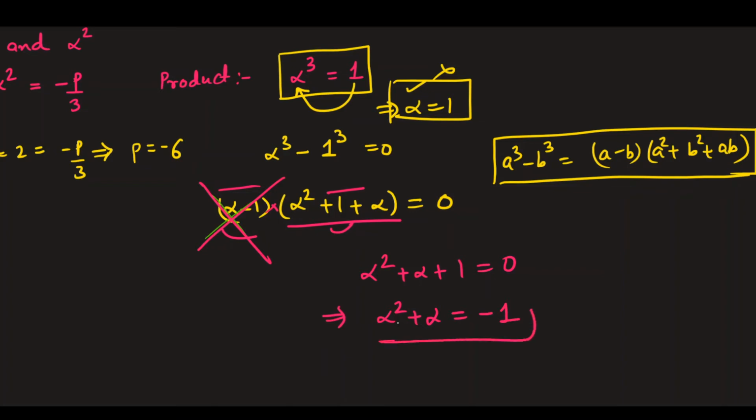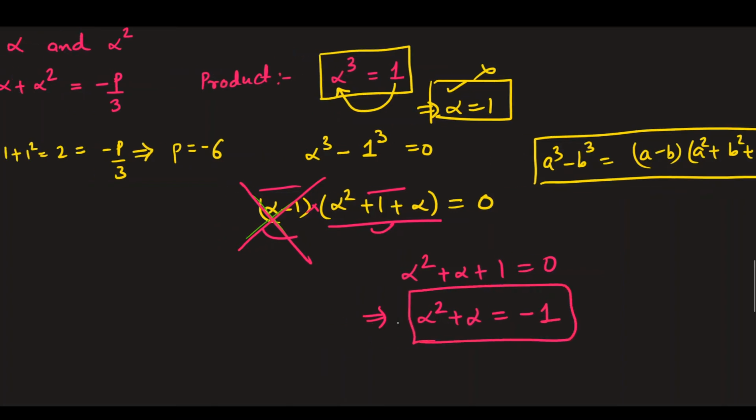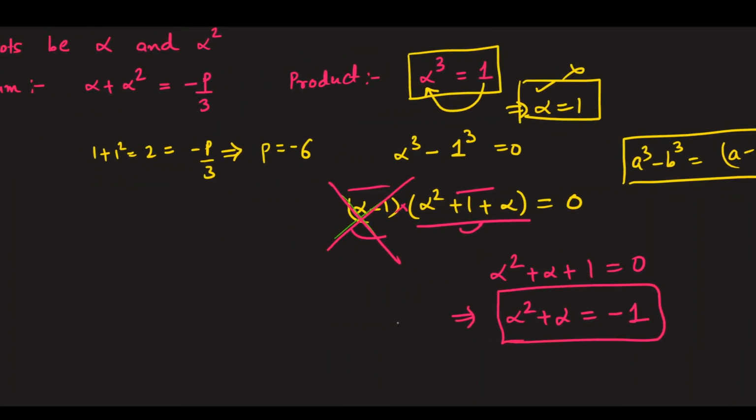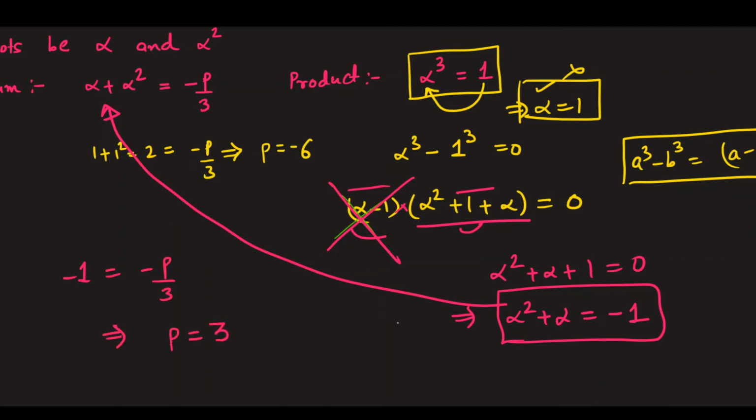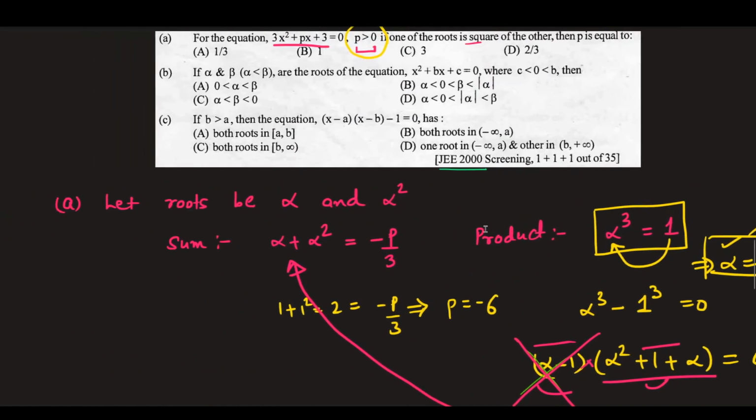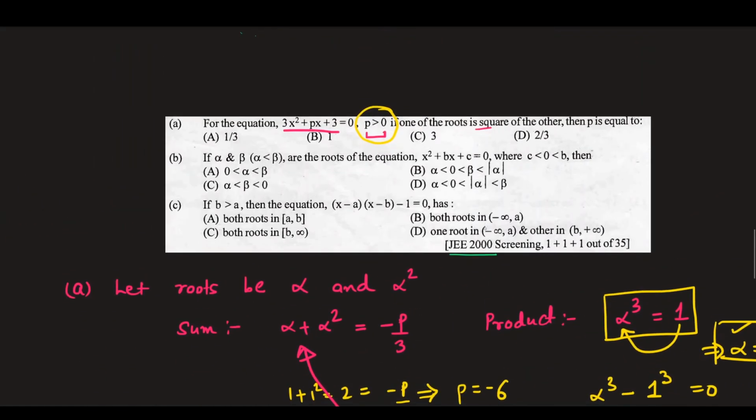Now put this value in this equation and you will get minus 1 is equal to minus p by 3, which implies p is equal to 3. So we have got the answer as p is equal to 3.